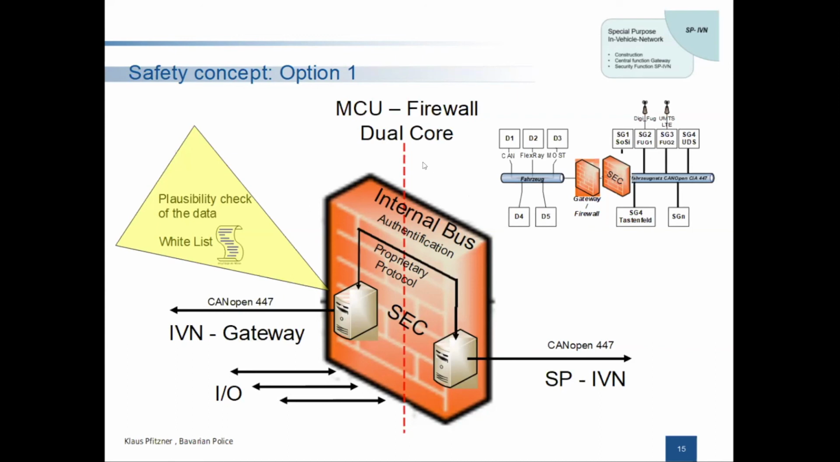The firewall can be based on a dual core system, and we communicate in the core for a proprietary protocol, because of the very security-relevant thing. An internal bus is an identification system. We can build a whitelist system, a plausibility check, and other functions that we can put into it. As Olaf has shown before, you can communicate only with I/O functions and different ways.